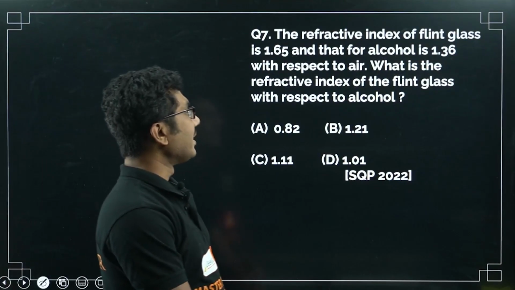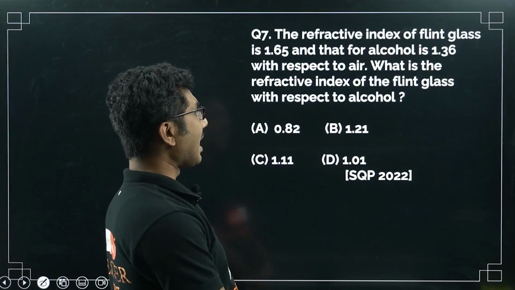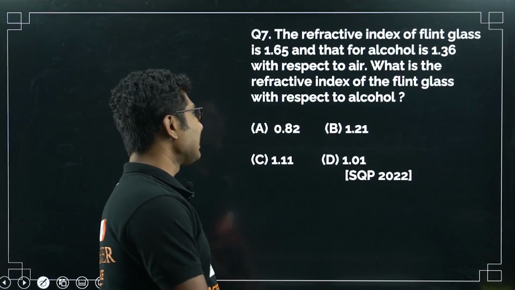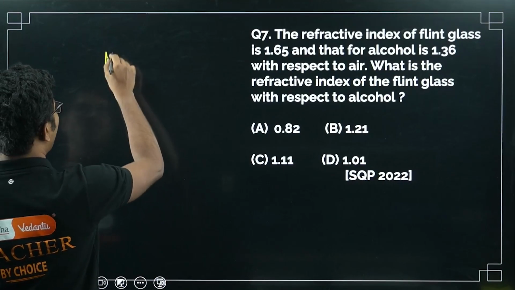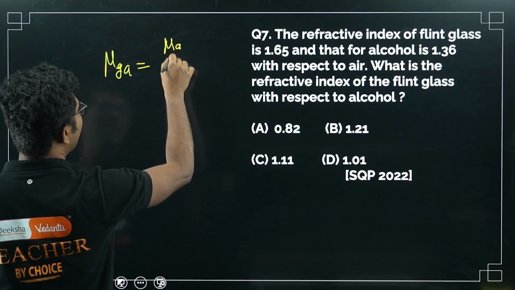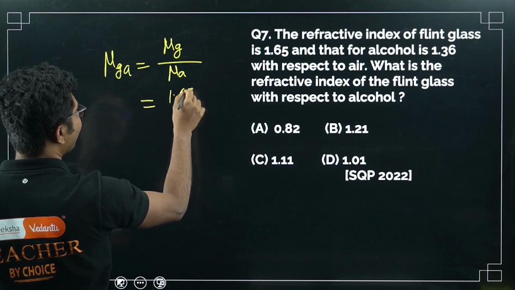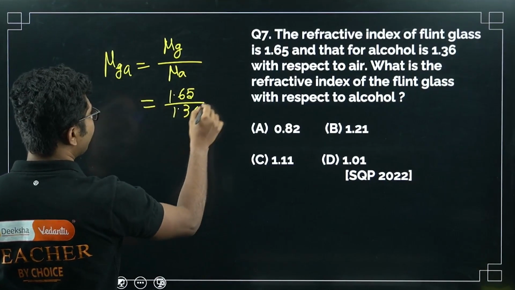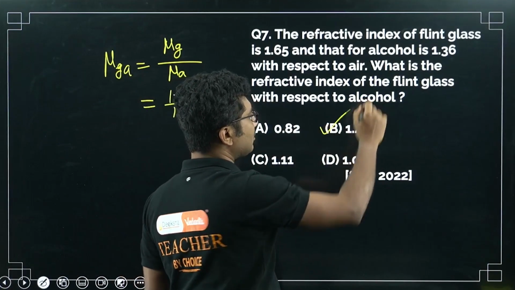Question number 7. The refractive index of flint glass is 1.65 and that of alcohol is 1.36, both with respect to air. What is the refractive index of the flint glass with respect to alcohol? So the refractive index of the flint glass with respect to alcohol is refractive index of glass divided by refractive index of alcohol. So that is 1.65 divided by 1.36, which will turn out to be approximately 1.21. So the correct answer is option B.